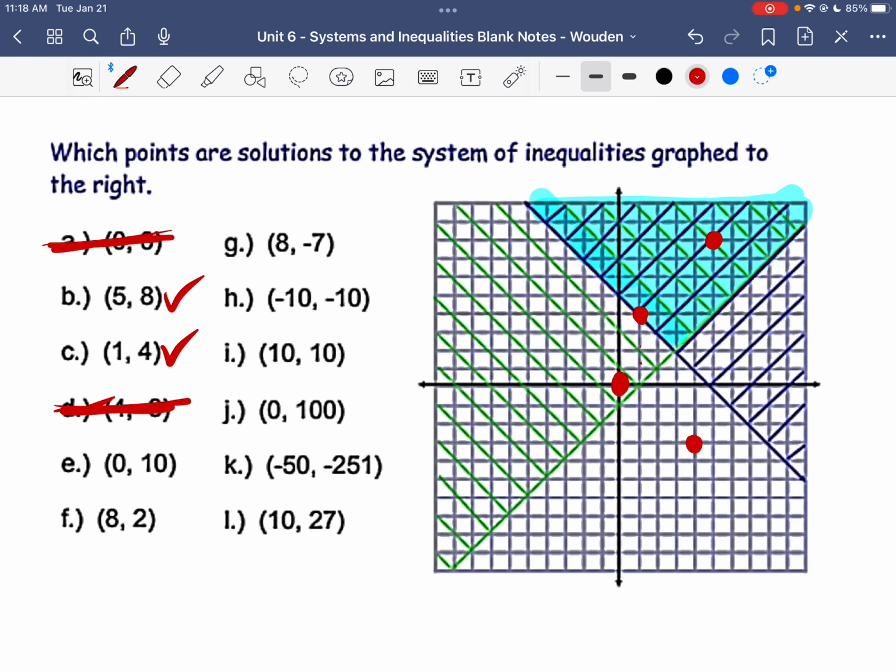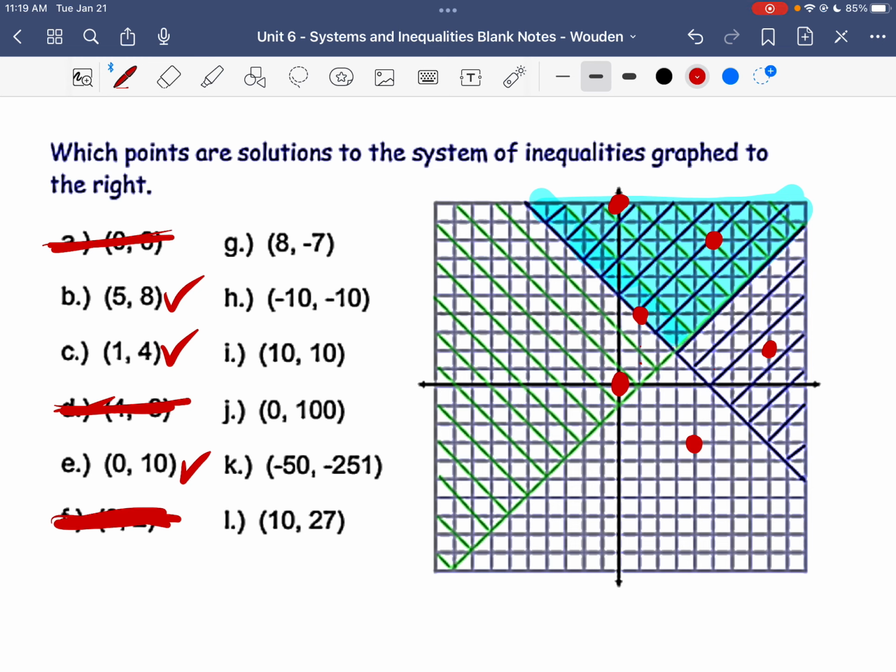Okay, (0, 10). Up 1, 2, 3, 4, 5, 6, 7, 8, 9, 10. Yes, that is a solution. Okay, (8, 2). Over 8, up 2. Nope, that is not in my shared area. Okay, you guys kind of get the idea. I'll keep going.